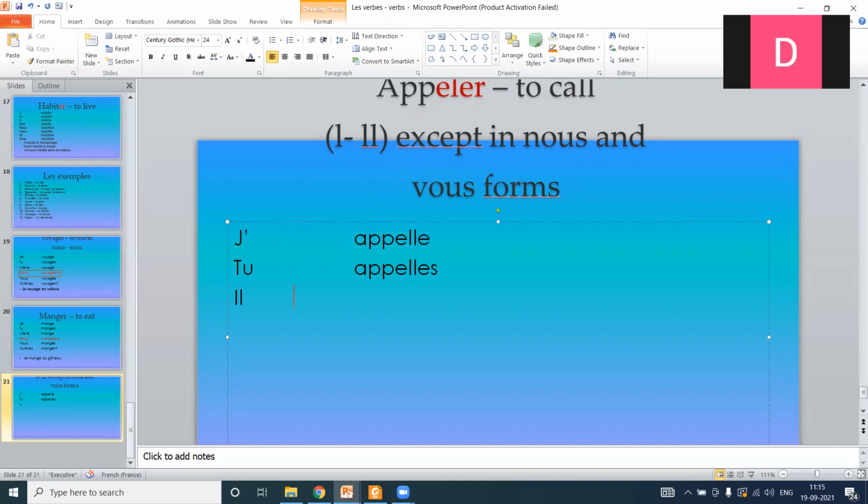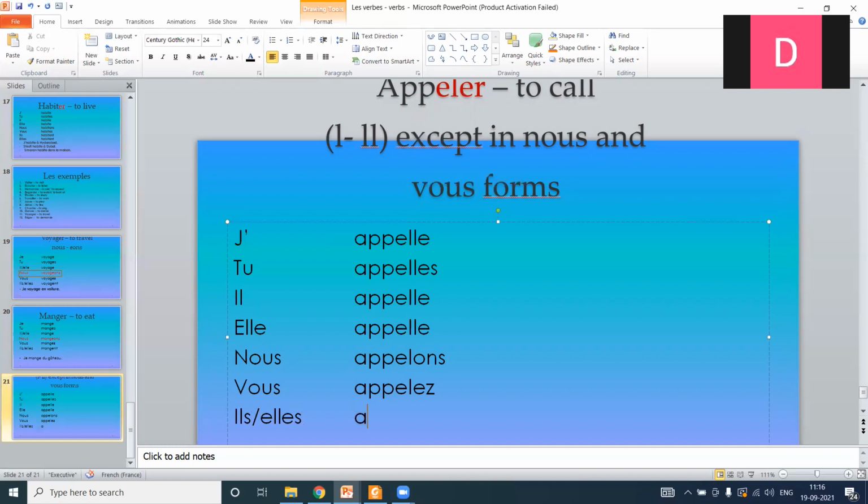Il appelle, elle appelle. Double L: in the main verb it is a single L, but in the conjugated verb the double L comes. Nous appelons: A-P-P-E-L-O-N-S, a single L. Vous appelez. Ils appellent, elles appellent: A-P-P-E-L-L-E-N-T.